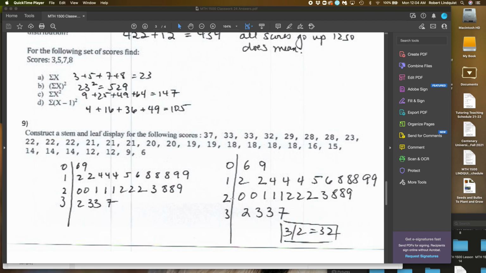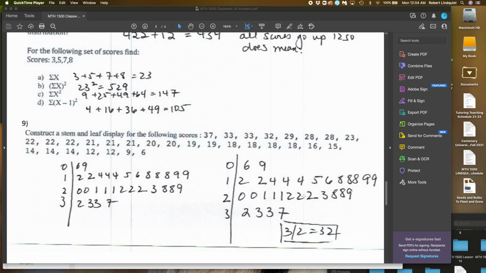And likewise for the 2s, I'm going to do very similarly. 2 with 0, 0, because there were two 20s. Then there were three 21s, so it would be 1, 1, 1. And then for 22s, it would be 2, 2, 2, because there were three 22s, and so on. So that gives me what my stem and leaf plot will look like when I'm done.